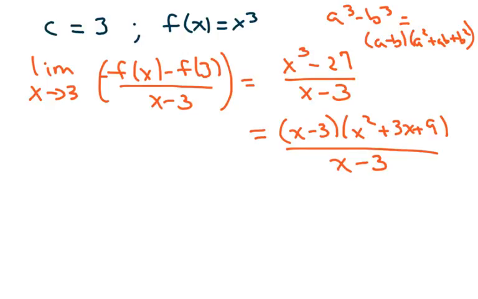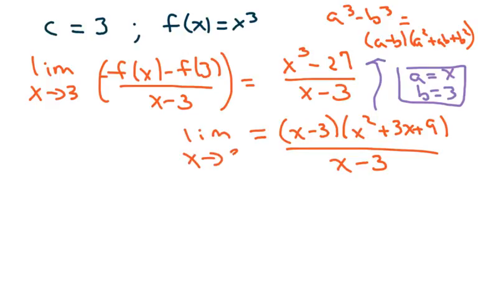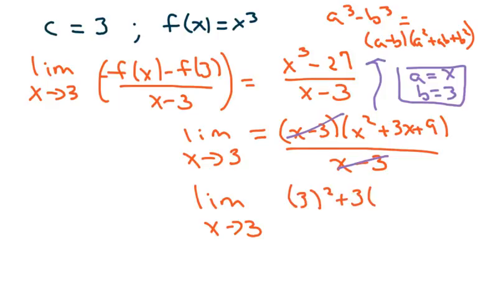Okay, in this case, I'm going to do this in a different color. My a was x, and my b was 3, and I just plugged it into this formula. And that's supposed to be the limit, too, the limit as x approaches 3. And then we're going to cancel these two, and then you just plug in the 3. So we get the limit as x approaches 3, and you're just plugging in 3 here: 3 squared, plus 3 times 3, plus 9, and that's all going to equal 27.